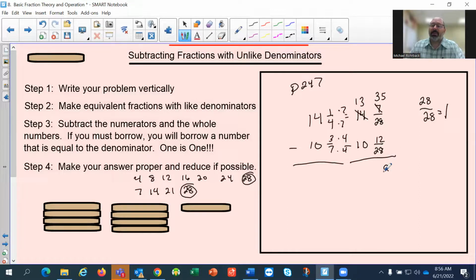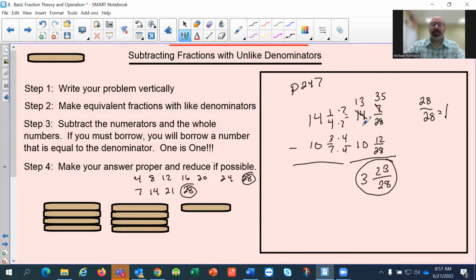Well, 5 minus 2 is 3. 3 minus 1 is 2 over 28. 23 is a prime number, and it doesn't go into 28. 13 minus 10 is 3. So our final answer is 3 and 23/28ths. If you look up the answer key, that should be what you get in the Kaplan book.